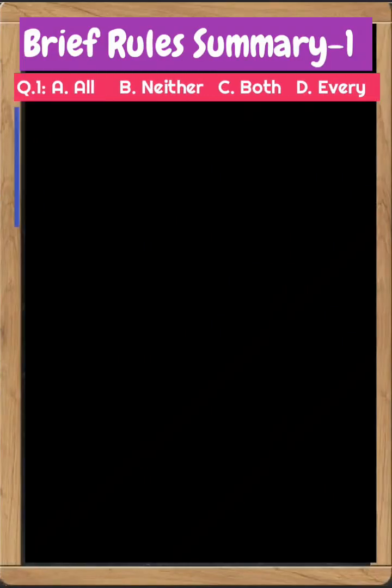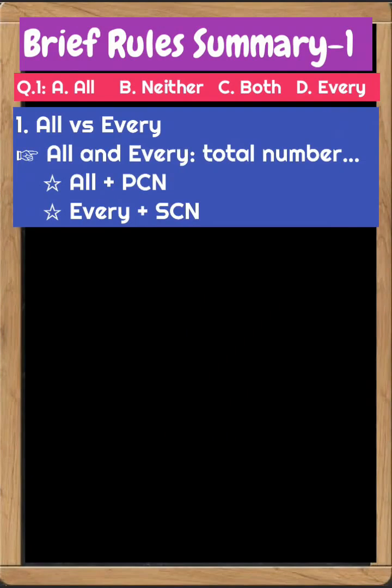Brief rule summary 1 for quantifiers under question number 1. I'm going to summarize this by putting together the related quantifiers. For example, on number 1, as you can see, all versus every. These two quantifiers, all and every, are used to talk about the total number or total amount of something, but they are different because all is followed by plural countable noun, whereas every is followed by singular countable noun.